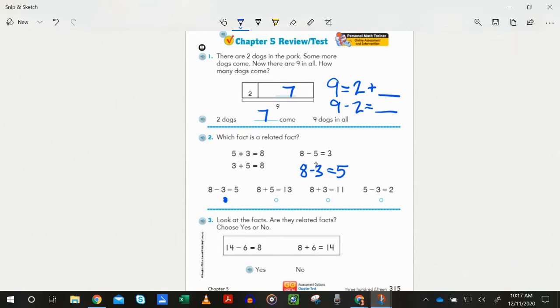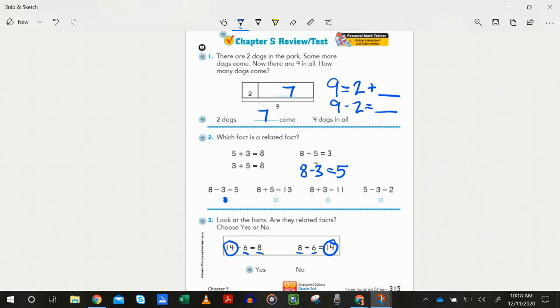Number 3, it says look at the facts. Are they related facts? Choose yes or no. Okay. I'm looking here at the subtraction sentence and I see the whole is 14. I look over here on the addition sentence and I see the whole is 14. So far they look related.